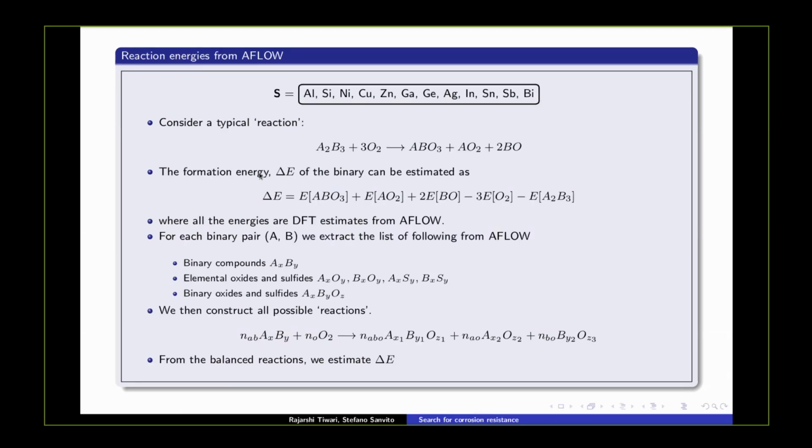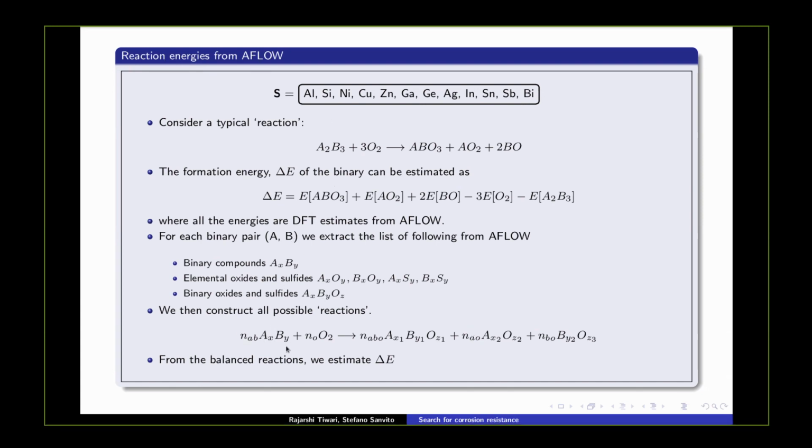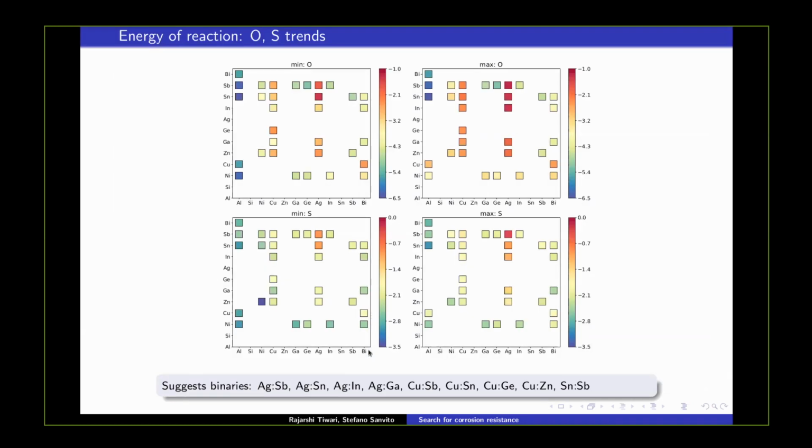Okay, this is the same thing but written in a more general format. So we generate all possible reactions using combinatorics, etc. We balance those reactions by calculating this NAB, NAO, NBO automatically. And once we have the downloaded data, we generate all possible reaction energies, and one can look at their distribution. Okay, so here is a typical distribution.